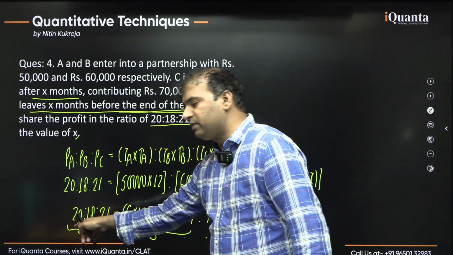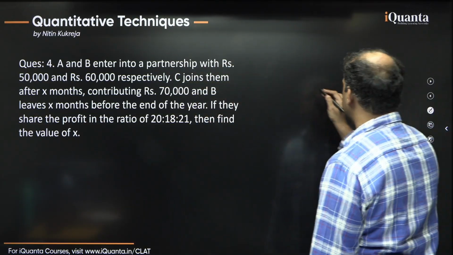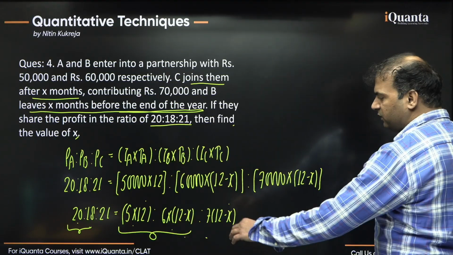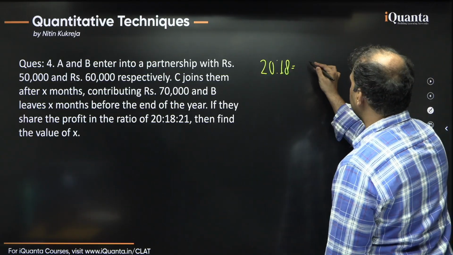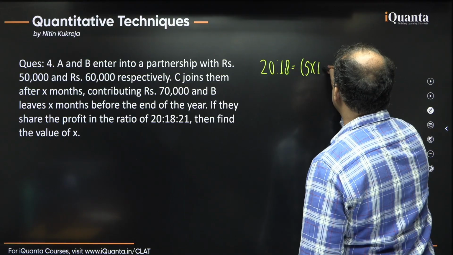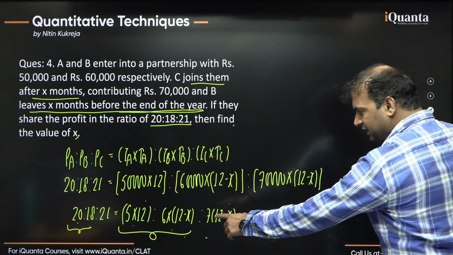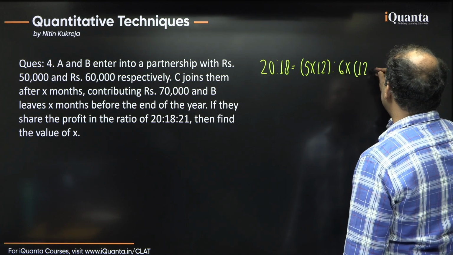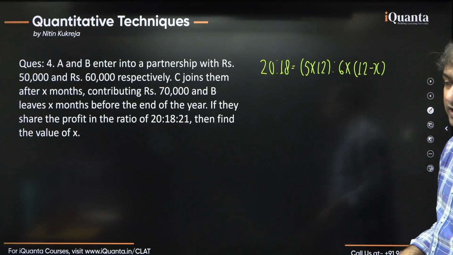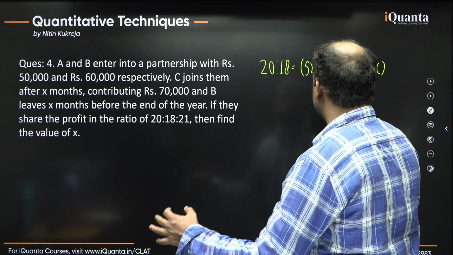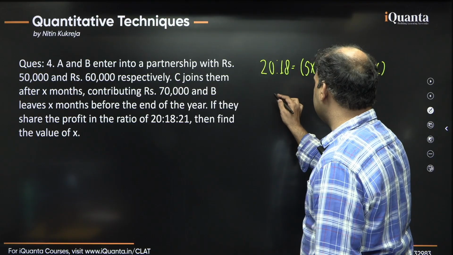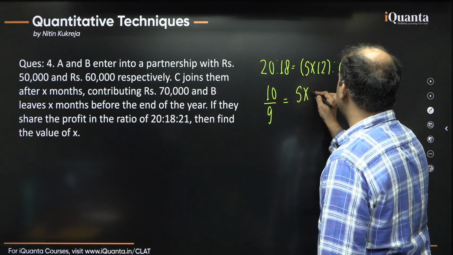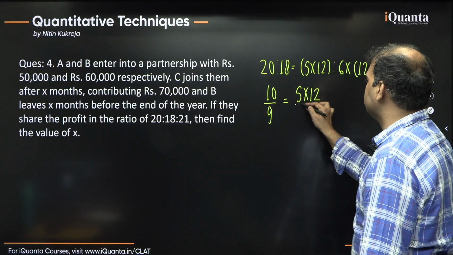So for A and B, it's 20 is to 18. Let me write here 20 is to 18. And on the right hand side, we shall say 5 into 12 is to 6 into 12 minus X. Let's see what we shall get with the help of this. Alright guys, so 12 and 18, 2 is common. So we shall say 10 upon 9. I'm writing like this. Over here, let me write 5 into 12. In fact, 6 can be cancelled. I'll do it in the next step.